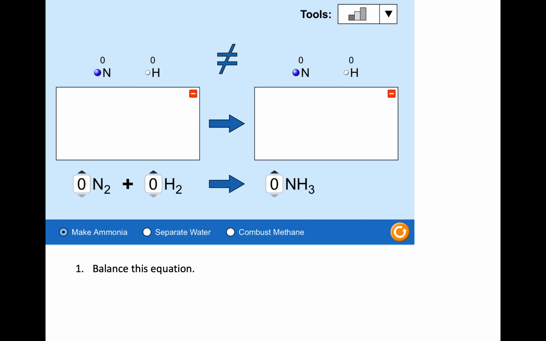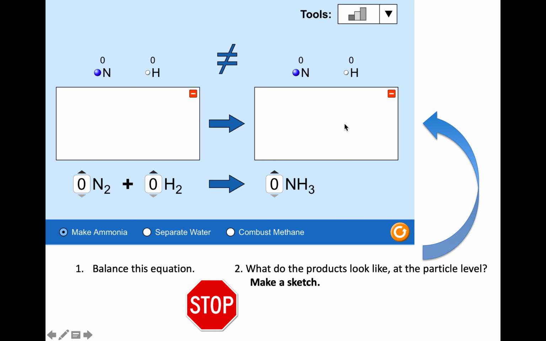So this is the reaction to make ammonia. What I'd like you to do is, first of all, balance this equation and then predict what the products will look like at the particle level. Stop the video. See if you can make a sketch. What is it going to look like at the particle level in the products?